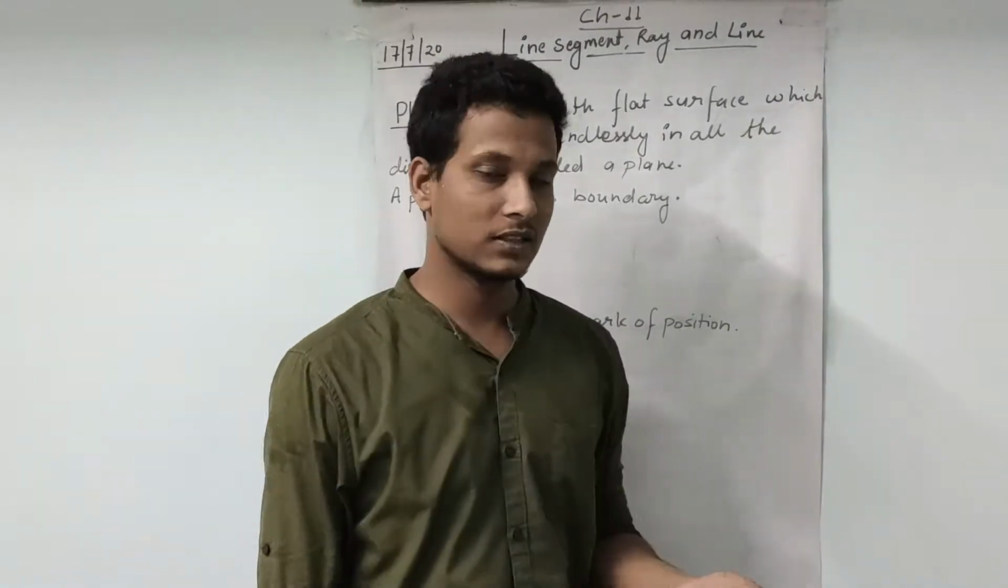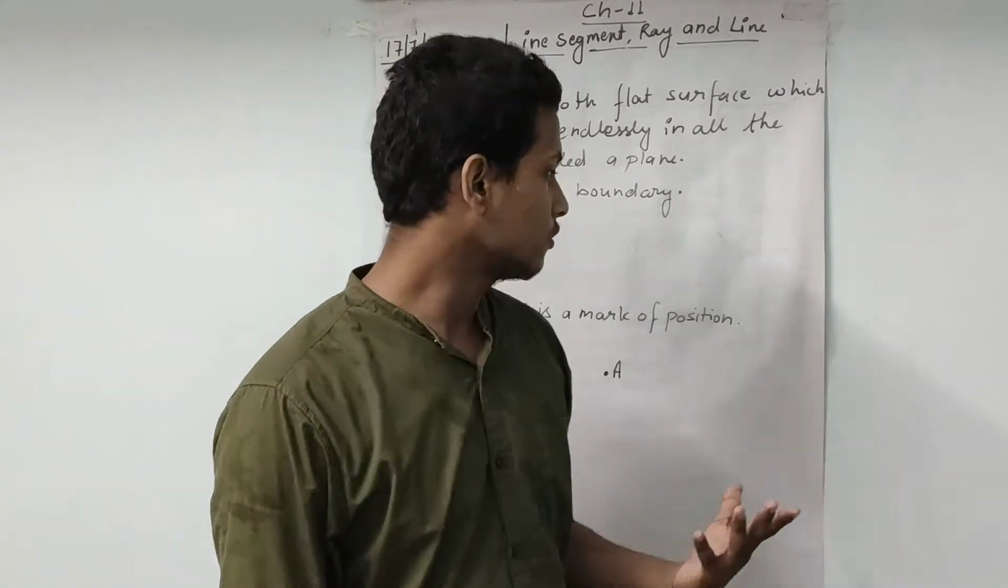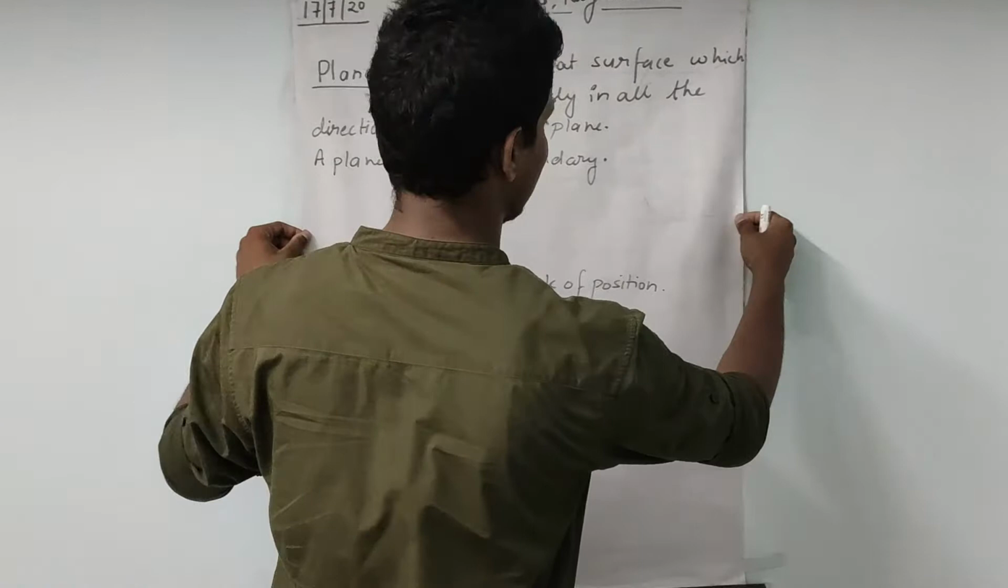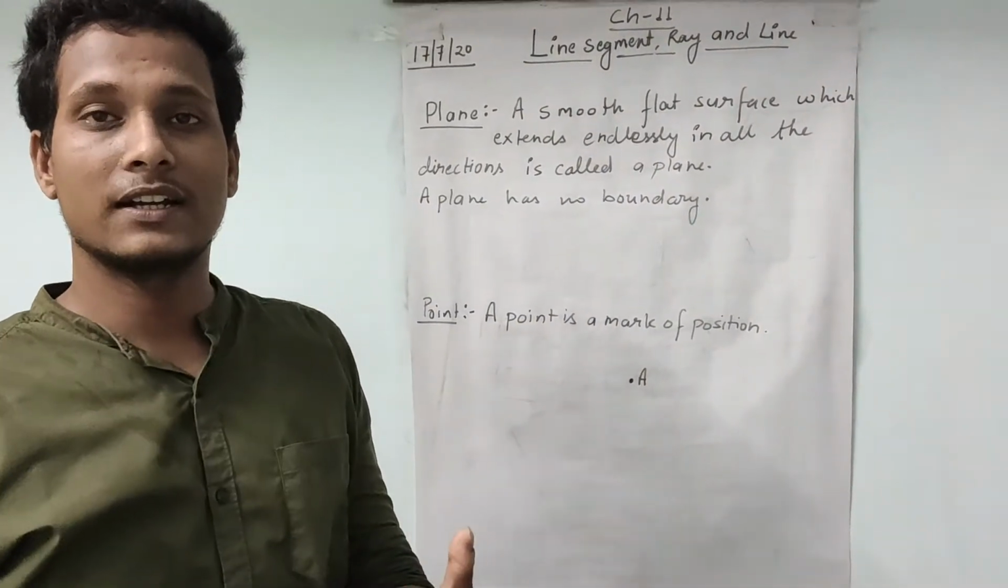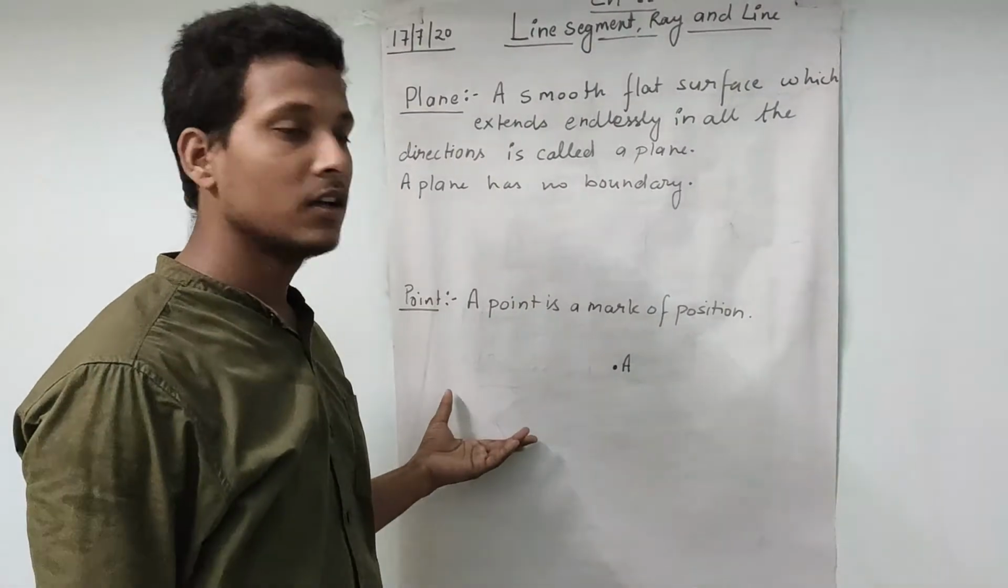Like I have given you the examples, like the surface of your table. So these are the examples, such that this board can be extended endlessly. We can extend it from this. So a particular wall can be extended endlessly. These types of things are called a plane.